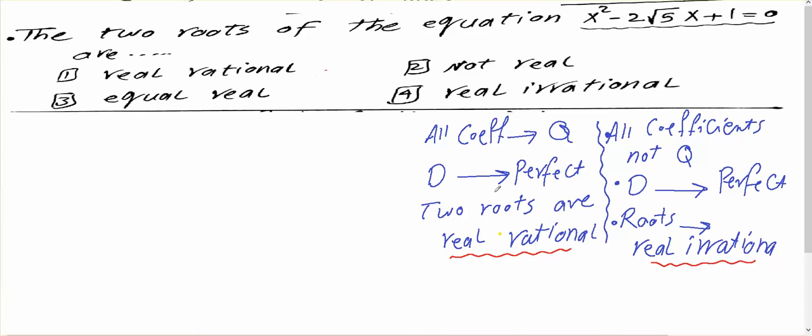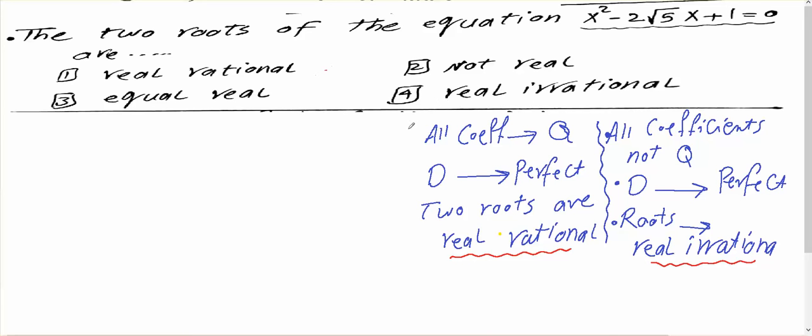In these videos, we are going to discuss many examples which have many important ideas in algebra. Let's start with number one. The first exercise says: the two roots of the equation x power 2 minus 2 root 5x plus 1 equals 0 are real rational, not real, equal real, or real irrational numbers.